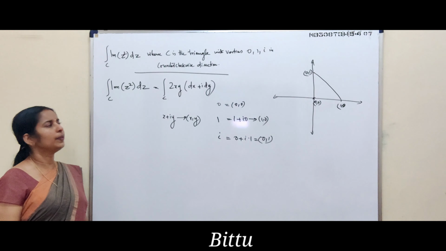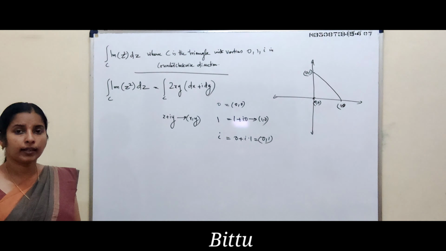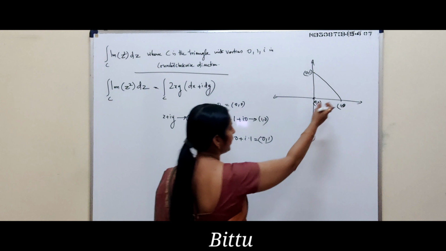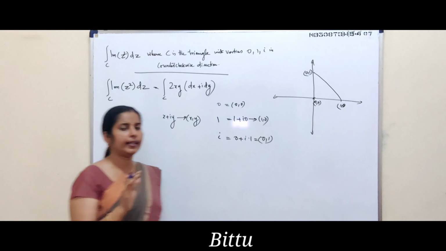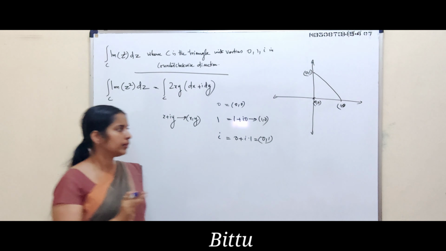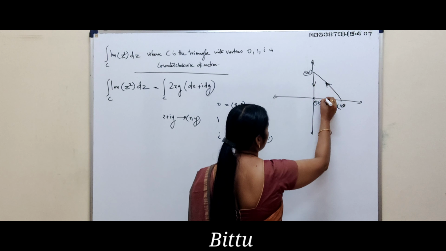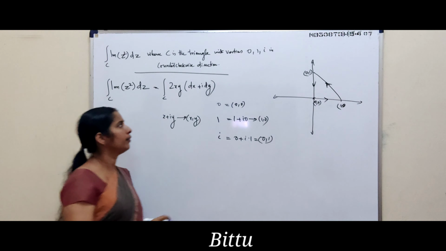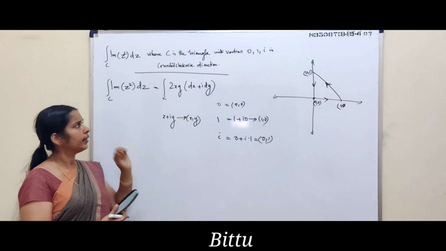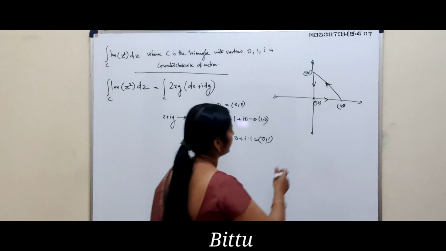See, C is the triangle with vertices 0, 1, i in counterclockwise direction. Counterclockwise direction is anti-clockwise direction. In complex analysis, anti-clockwise direction is considered as positive direction. So our direction is always anti-clockwise. So don't confuse with its direction. And usually direction will not be given. We take it as positive direction and it is an anti-clockwise direction. Here it's mentioned. So our direction is this one.